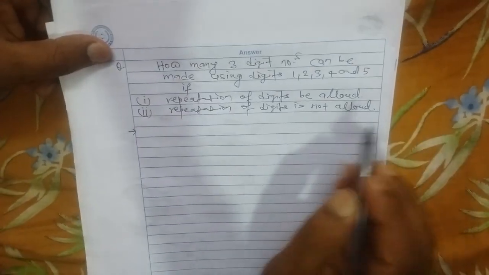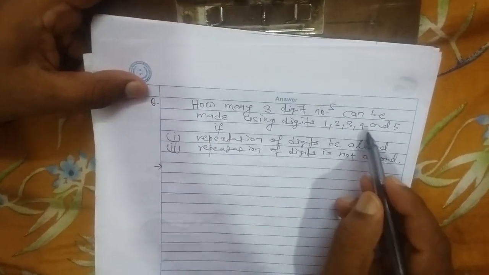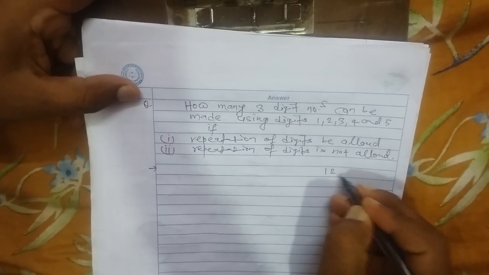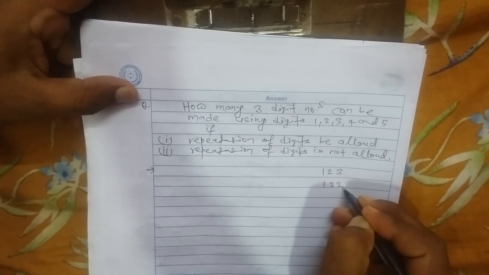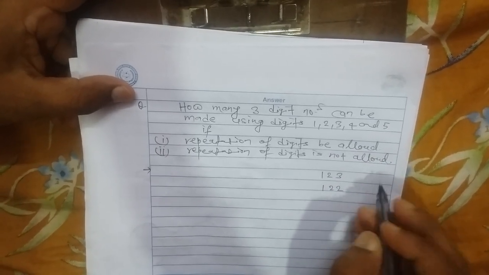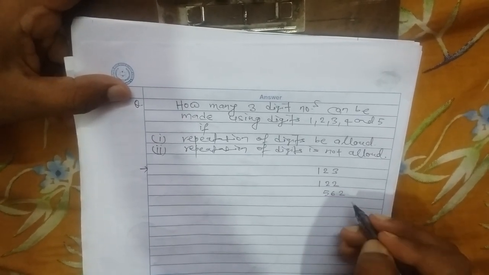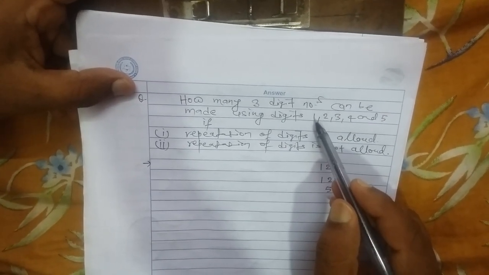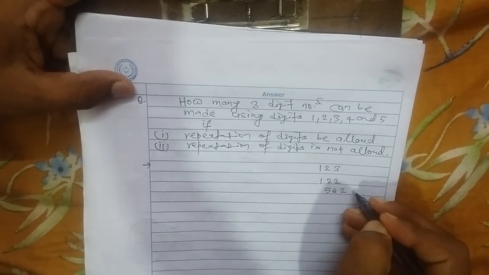Here the question is, you have to make a 3-digit number by using digits 1, 2, 3, 4, and 5. 3-digit number means, for example, 123 is a 3-digit number. Even 122 is a 3-digit number. Even 562 is a 3-digit number. But this number cannot be included in our answer, because the question has told you to include just 1, 2, 3, 4, and 5. Here you have included 6 as well. So this is not the required number.